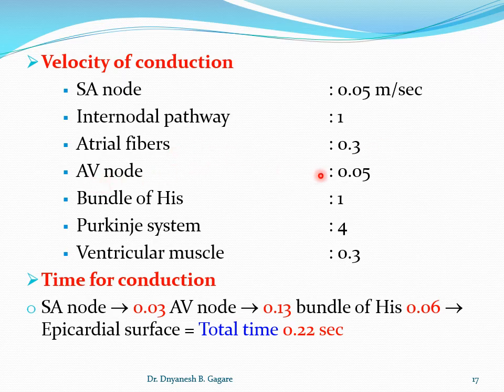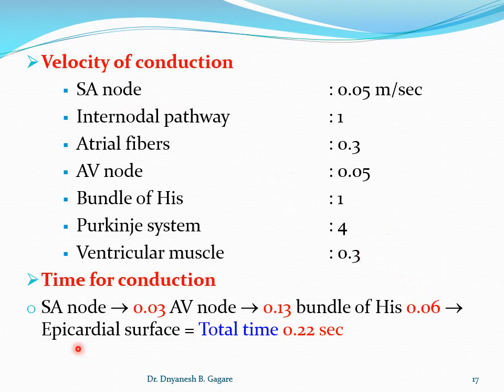Then in the AV node, again the velocity decreases because there is a delay for the current, and this velocity is 0.05 meter per second. Then in the bundle of His it is 1 meter per second, and the velocity of conduction is very high in the Purkinje fiber. Here it is 4 meter per second, and again it is less in ventricular muscle, just 0.3 meter per second. So that is the velocity of conduction.